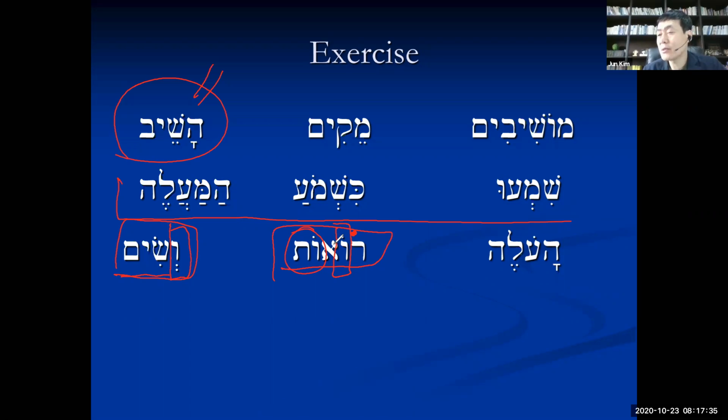Okay, do you think this one is a Hifil? If this one is a Hifil, then there must be something else, a very important thing. Yeah, a preformative mem should be there. So this one is Qal, Lamed He, participle feminine singular. What about this one? You might be confused.